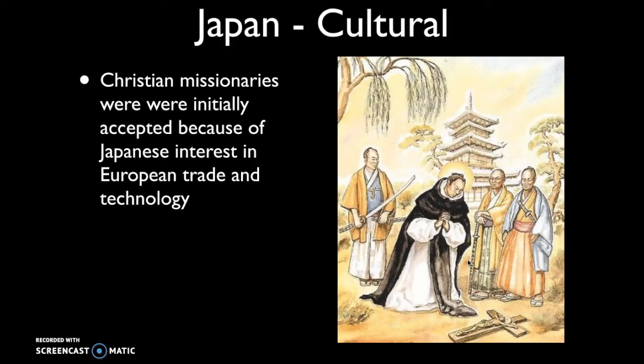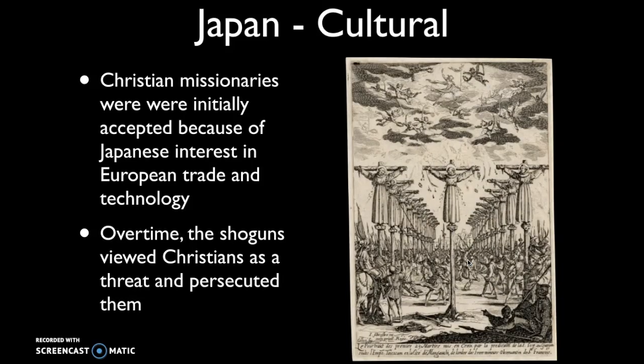However, over time, the shogun views Christianity as being a threat to the status quo within society, and they begin increasingly persecuting Christians, oftentimes through very brutal tactics. For instance, they would crucify those Japanese who had converted to Christianity. So they booted the missionaries out, and then those Japanese that refused to recant their religion were persecuted.